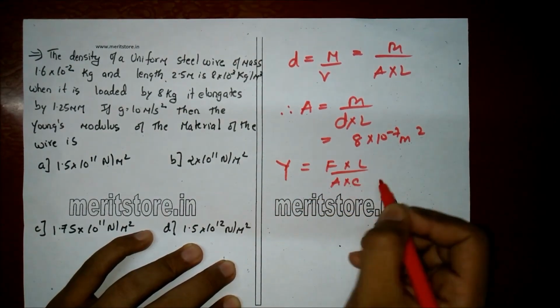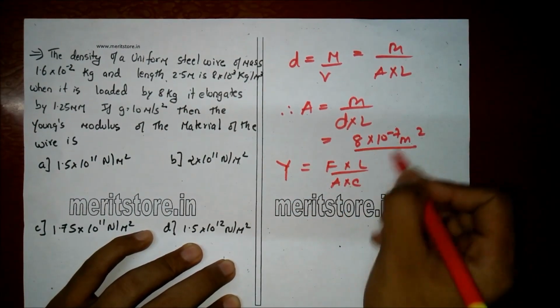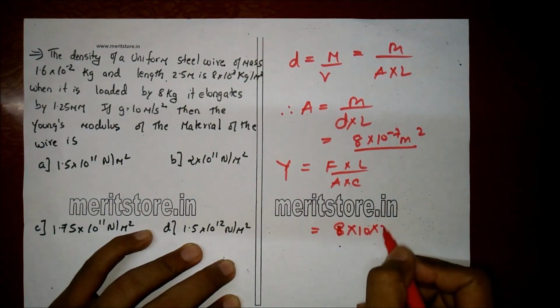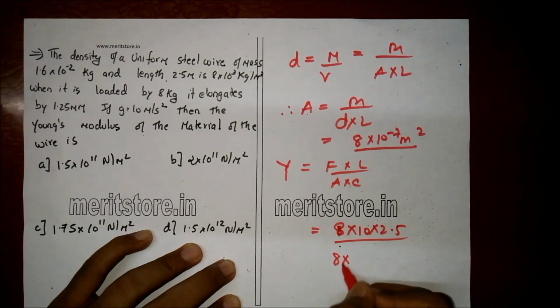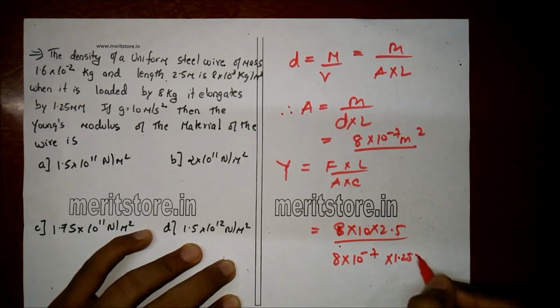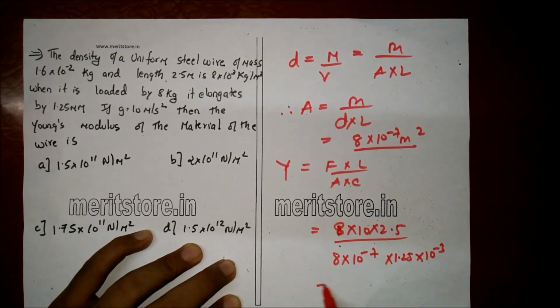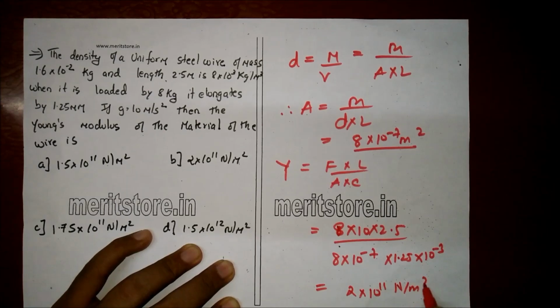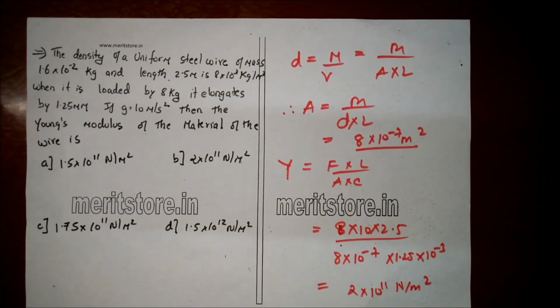A into E. We know the values of F, L, A from here, and E, which is 8 into 10 into 2.5 upon 8 into 10 raised to minus 7 into 1.25 into 10 raised to minus 3, which will give the answer as 2 into 10 raised to 11 Newton per meter square. Therefore, here the correct answer will be option B.